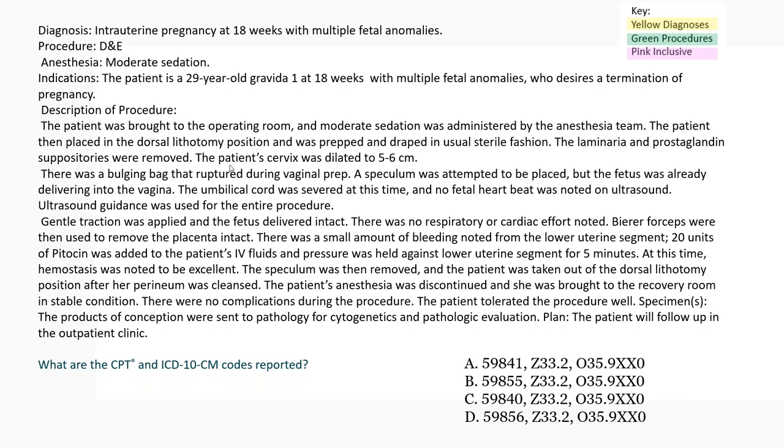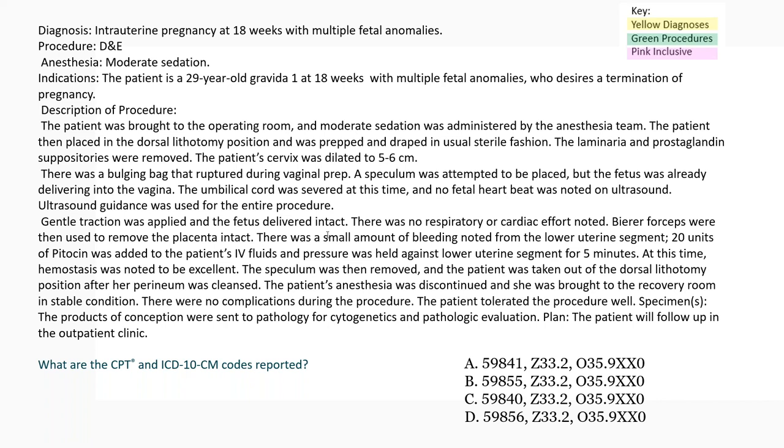Procedure: D&E. Anesthesia: moderate sedation. Indications: the patient is a 29-year-old gravida 1 at 18 weeks with multiple fetus anomalies who desires a termination of pregnancy. Description of procedure: the patient was brought to the operating room and moderate sedation was administered by the anesthesia team. The patient was then placed in the dorsal lithotomy position and was prepped and draped in usual sterile fashion. The laminaria and prostaglandin suppositories were removed.